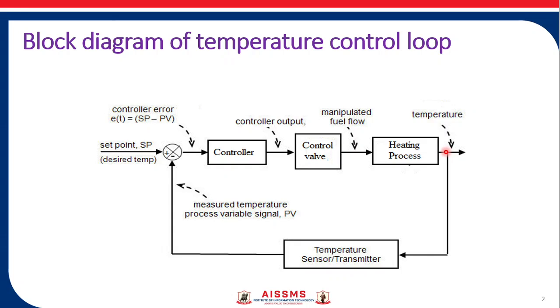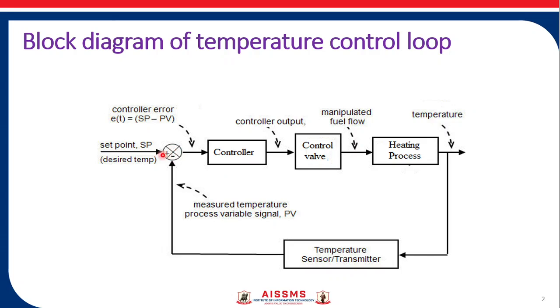Now, in order to maintain this temperature at some constant value, first of all, it is very essential to measure this existing temperature. So, this existing temperature will be measured by the suitable temperature sensor. After measuring this temperature, the sensor will deliver the output and it will be applied to the error detector. This error detector is a part of your controller.